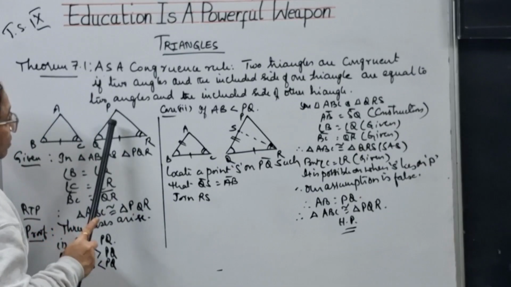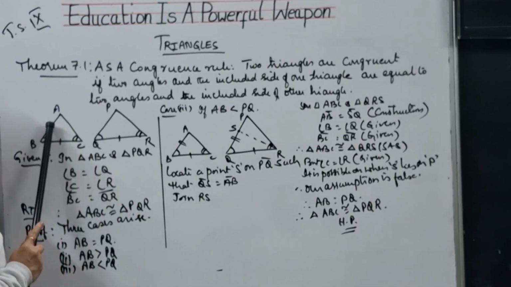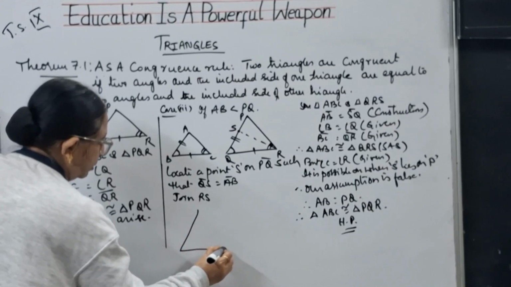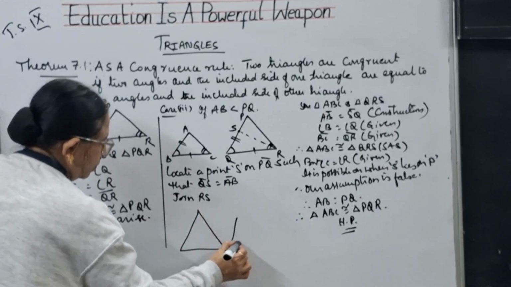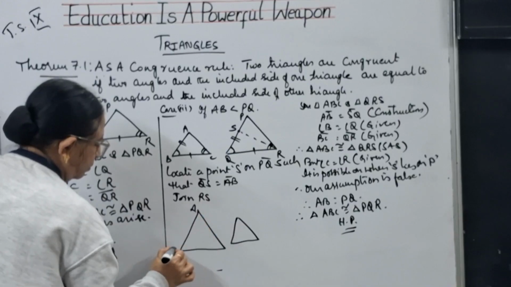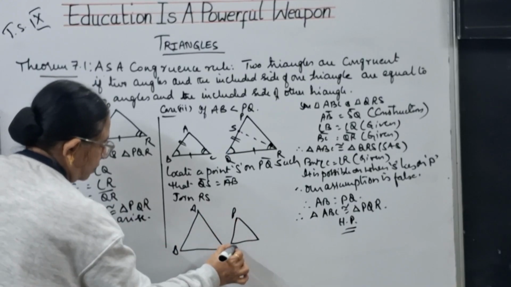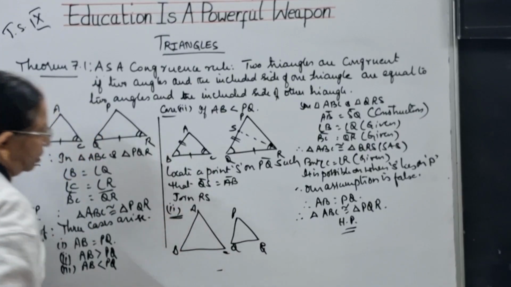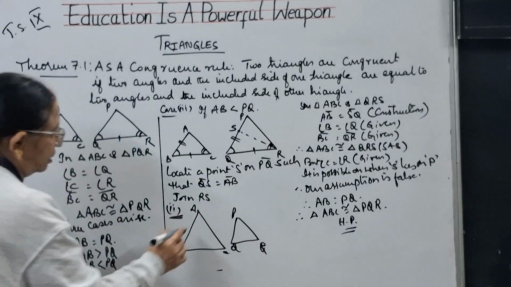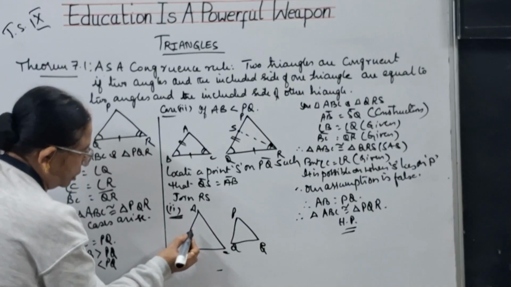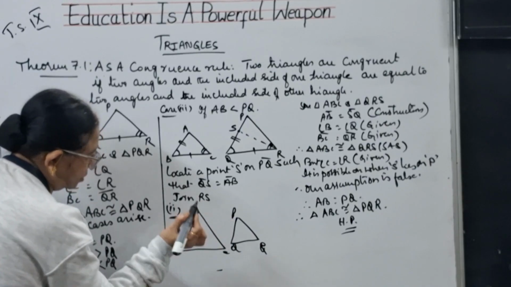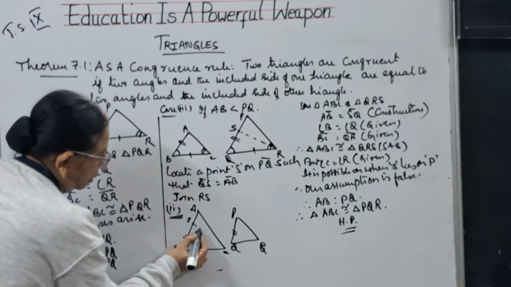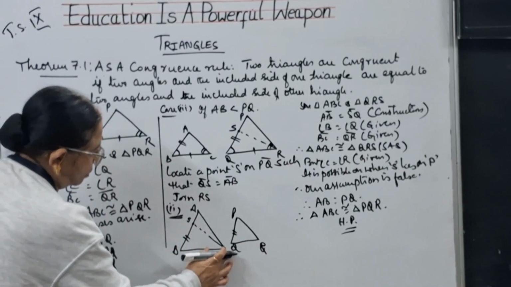In case AB is greater than PQ, what did we do? We located a point. I'll draw the figure, children, and explain once again so that it will be clear to you. See, this is a case 2 figure for explanation. In these two cases, if AB is greater than PQ, you have to locate a point S upon AB in such a way that BS is equal to PQ. Now you have to join this to C.